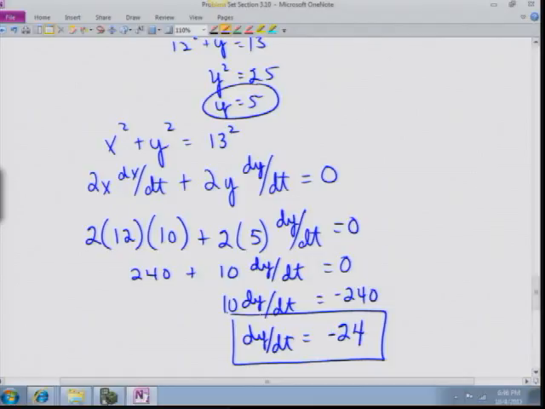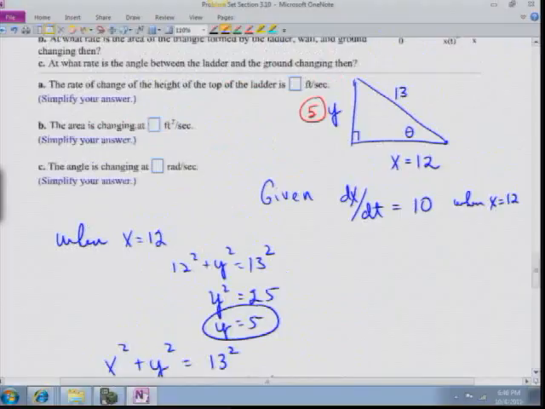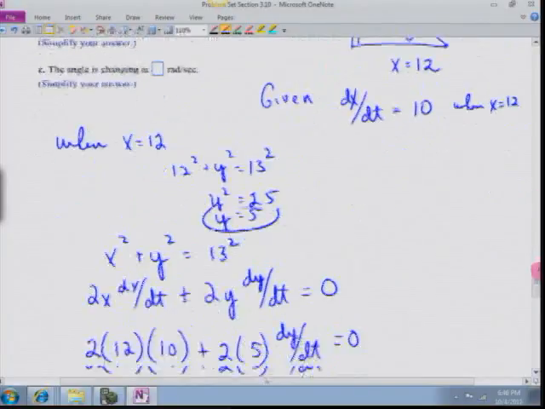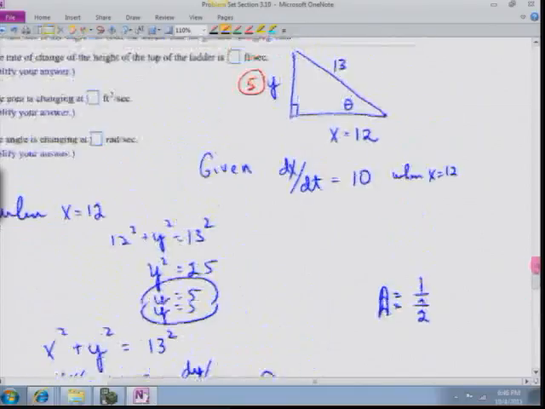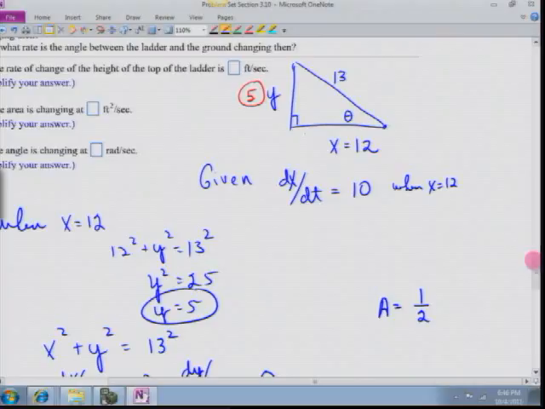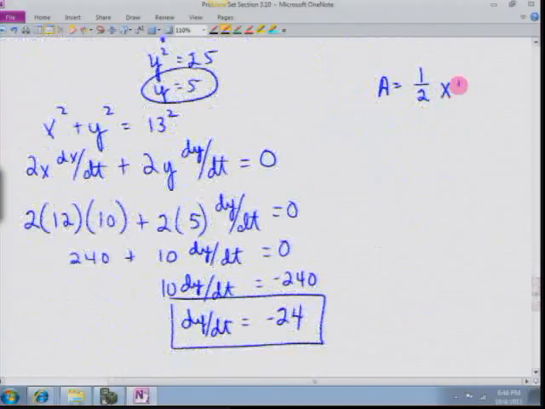Okay? What was the next part? What did the B part say? The area. How's the area changing at that time? So let's go right here and talk about the area. What did we say the formula was? 1/2 base times height. Well, what's our base? x, y. So let's just write 1/2 x y. Okay, so we got to take the derivative.